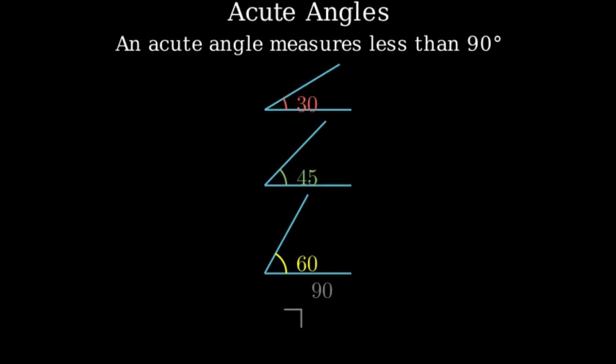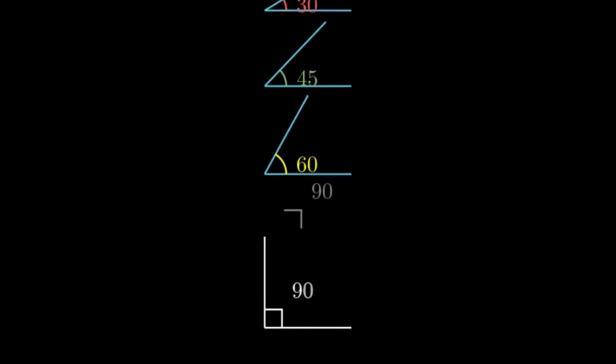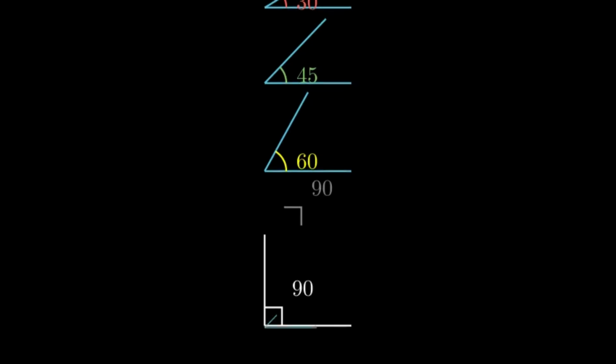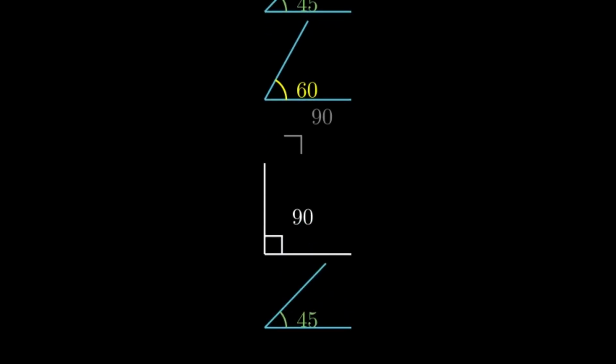To better understand acute angles, let's compare them to a right angle. A right angle is exactly 90 degrees. Any angle smaller than this right angle is considered acute. Acute angles are found everywhere in the real world.